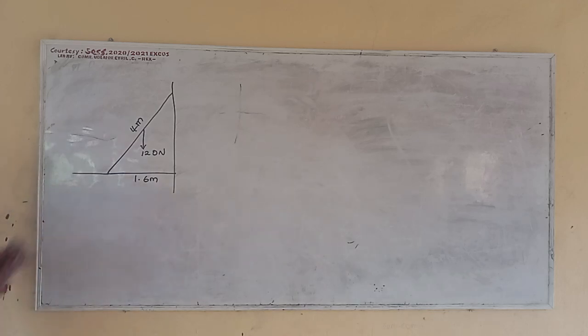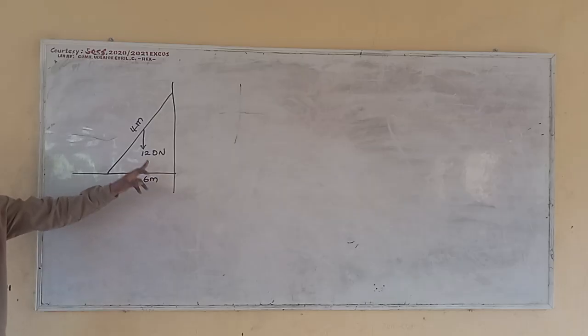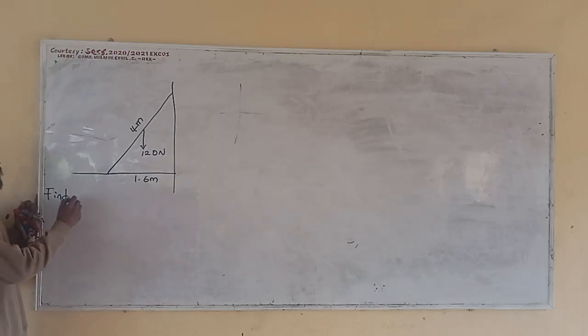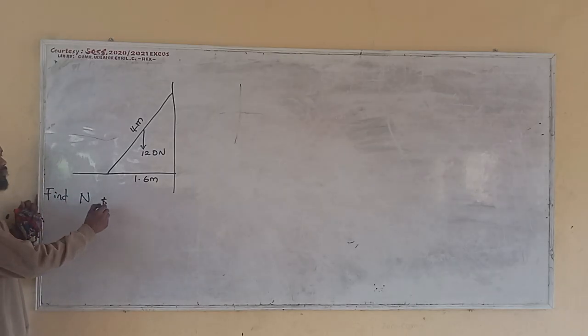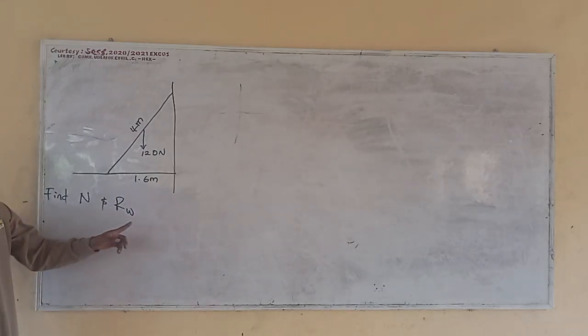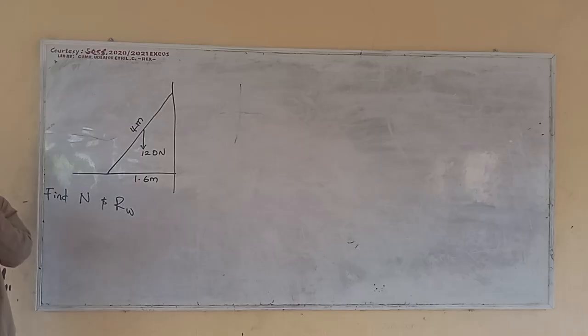A uniform ladder 4 meter, weight 120 Newton, rests with each foot 1.6 meter from the smooth wall. Find the reaction of the wall and the normal reaction.